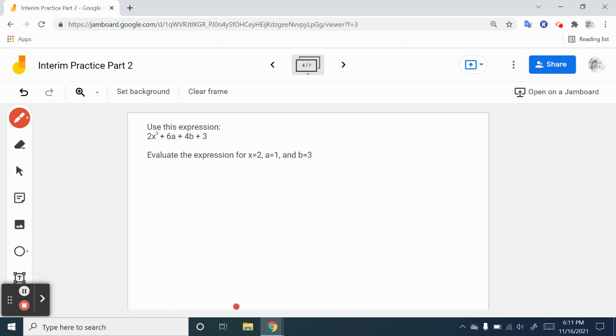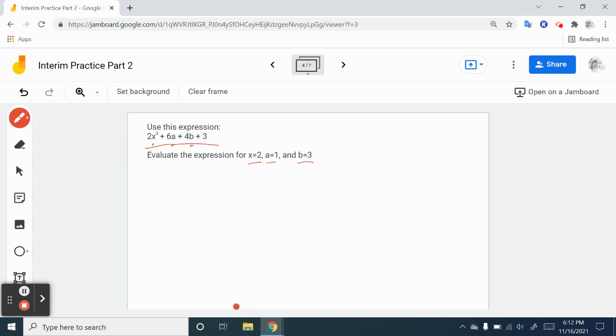Question number 4 says, use this expression. So here's the expression, and they want you to evaluate the expression. And there's 3 variables. I have X, A, and B. So they gave me a value for X, a value for A, and a value for B. So I have to substitute all 3 of those and then evaluate.